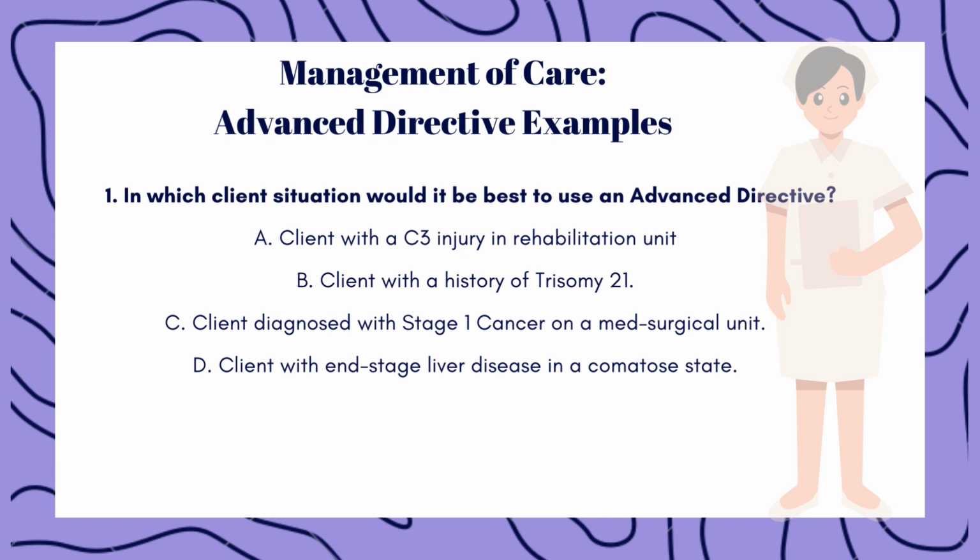So looking at this question, we can see that answer D actually highlights that the client is in a comatose state. Advanced directives are utilized when an individual is unable, for example, in a comatose state, to make decisions for themselves. So they appoint someone who can make decisions for them. All of the other above examples, so A, B, and C, do not highlight that the individual is in a comatose state. Thus, the answer to one would be D.